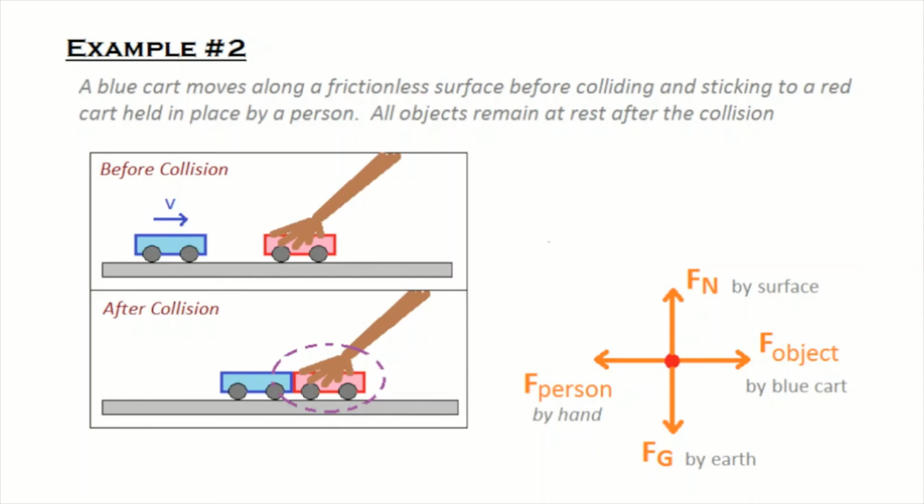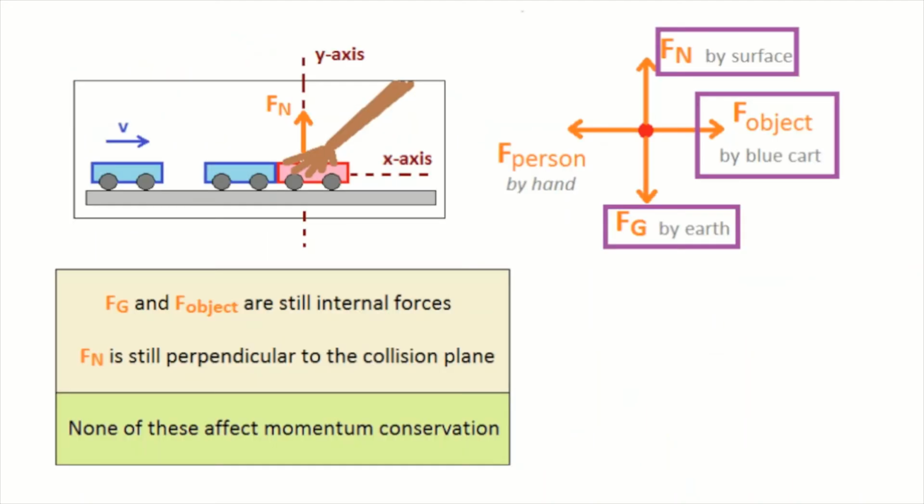Would momentum be conserved in this collision? Well, again, let's talk through each force as being internal or external to figure that out. Just like in our first example, the gravitational force and the object force are internal to our mechanical system. Also, the normal force is still perpendicular to our colliding plane. It occurs along the y-axis, while our collision occurs along the x-axis. So for the same three reasons as last time, these forces will not affect the conservation of momentum.